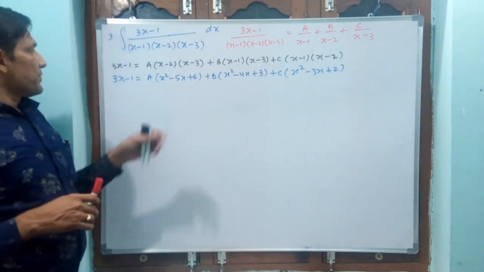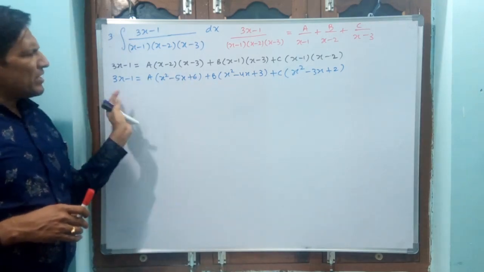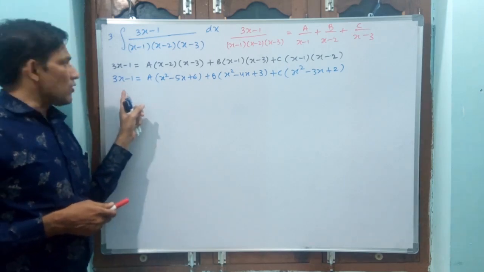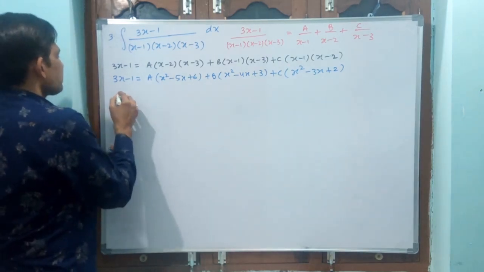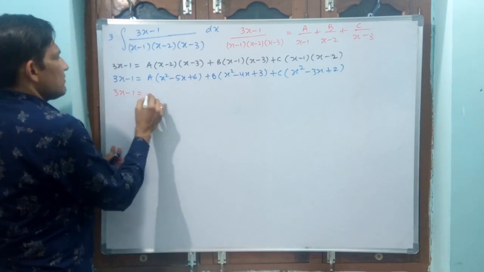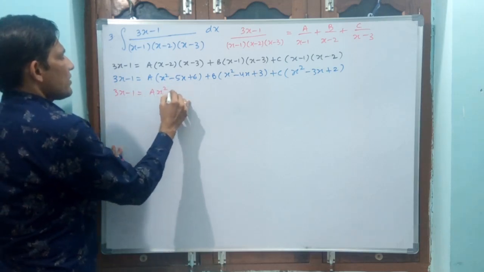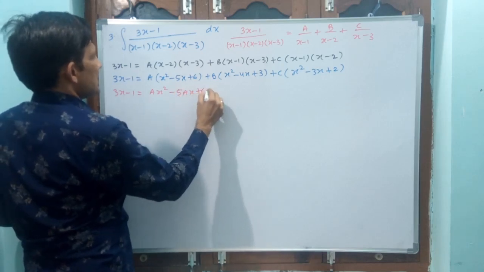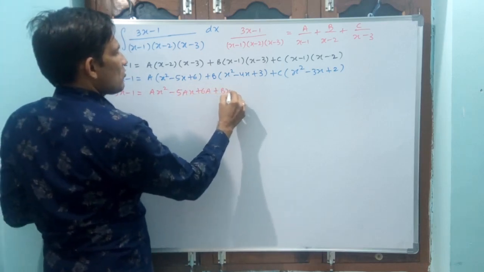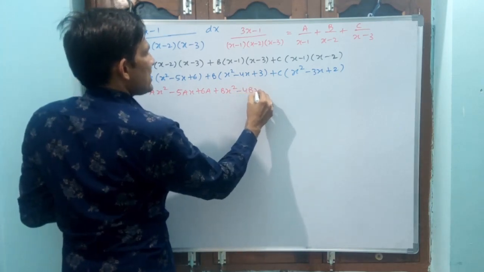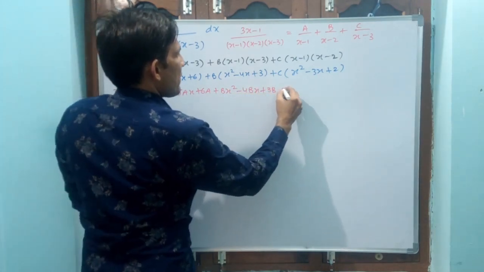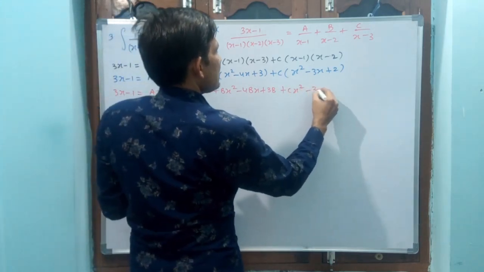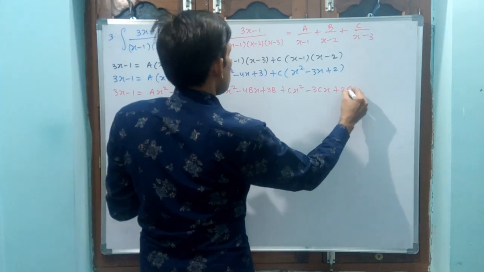Okay, see again, you split the x square terms and all, you have to make separate. After separation only you have to equate. Okay, see how I am writing. 3x minus 1 is equal to ax square minus 5ax plus 6a plus bx square minus 4bx plus 3b plus cx square minus 3cx plus 2c.